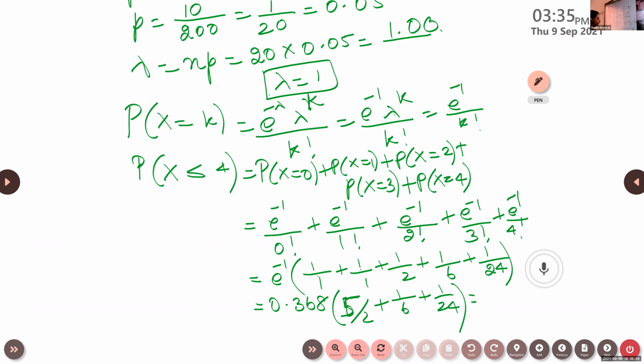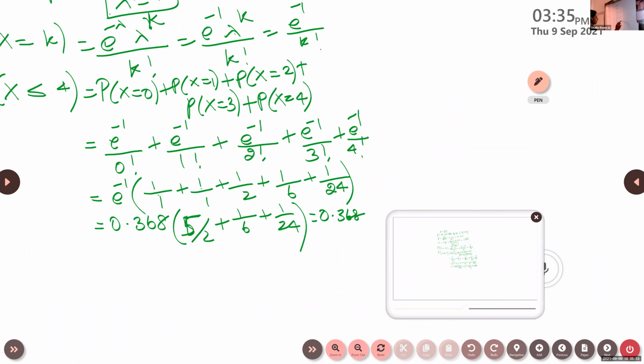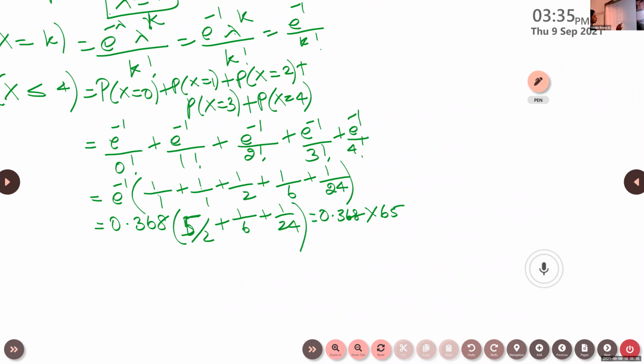So is it 0.368 into 65 by 24? Will it be like this? Yes, ma'am. No, I think you can cut short or simplify it.